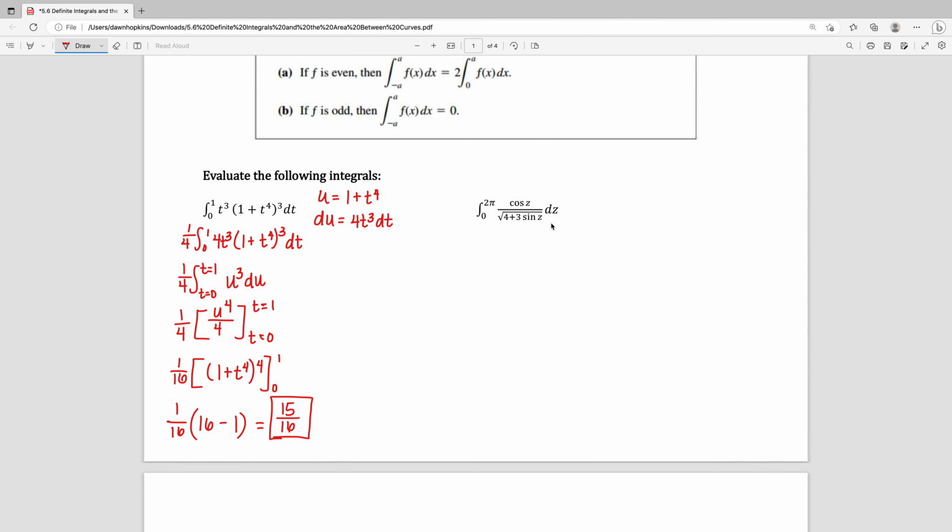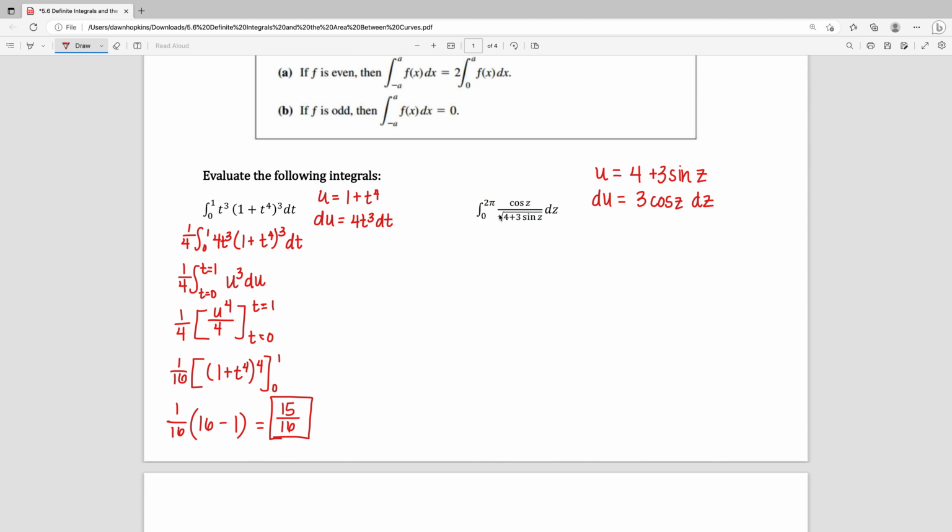In the second example, I'm looking at the integral from 0 to 2 pi of cosine z over the square root of 4 plus 3 sine z dz. In this case, I'm going to let u equal what's inside of the radical. So u will be 4 plus 3 sine z. And then if I look at du, it's going to be 3 cosine z dz.